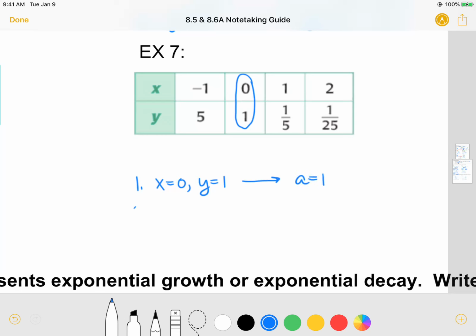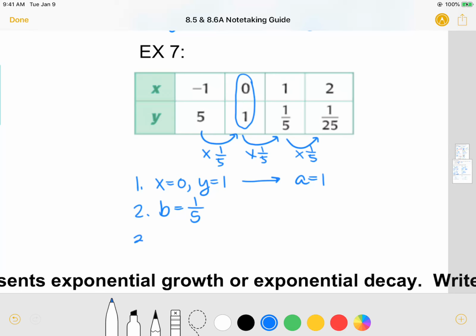Next, we are going to find our common multiplier. Okay? So if you look at the function, 5 divided by 5 makes 1, or we can say 5 times 1/5 makes 1. 1 times 1/5 makes 1/5. 1/5 times 1/5 makes 1/25. So our common multiplier b is 1/5.